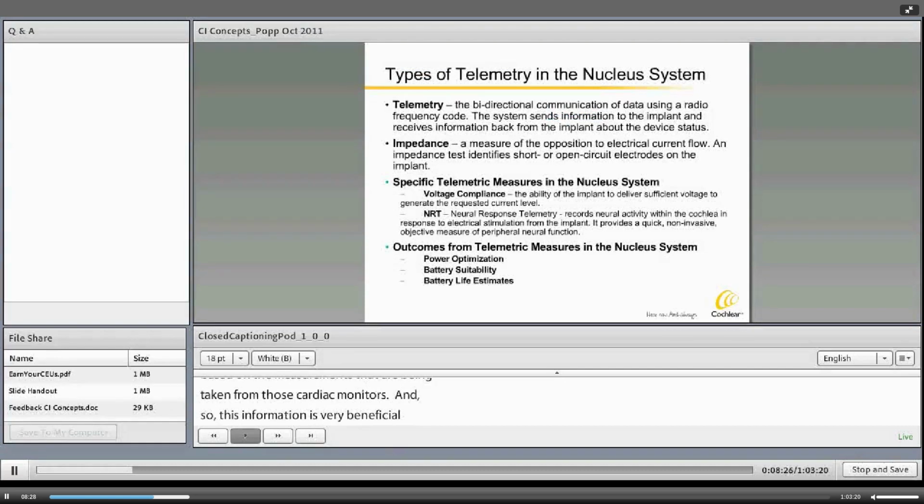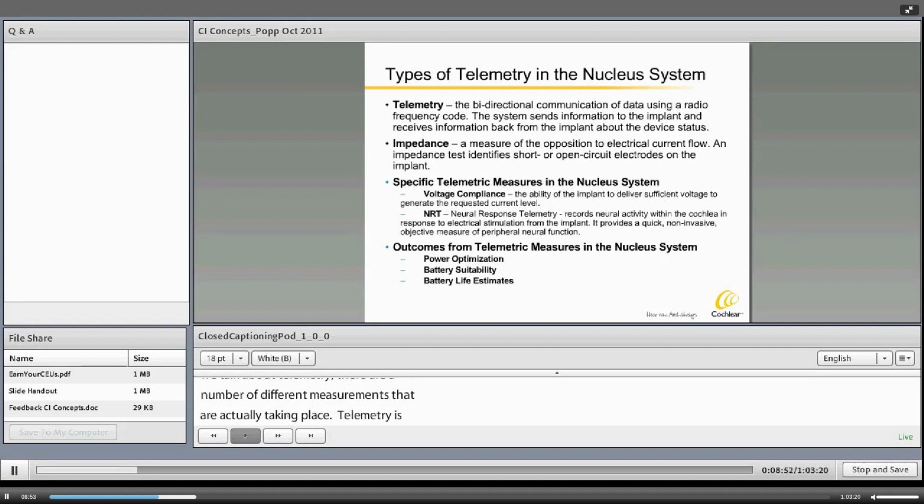This information is very beneficial in monitoring the system, as well as providing additional information and data to help us with optimizing the programs being used with their cochlear implant. When we talk about telemetry, there are a number of different measurements actually taking place. Telemetry is sort of the umbrella term.